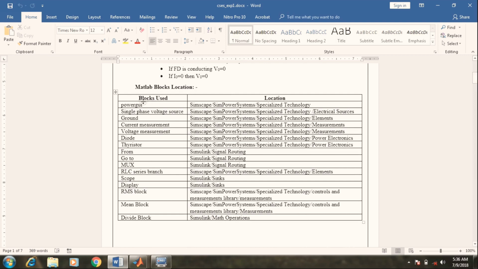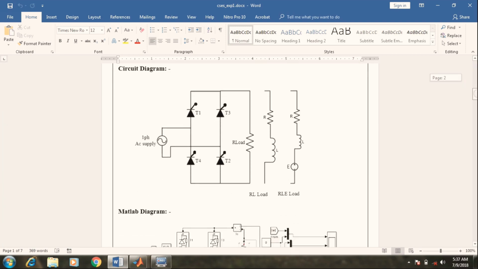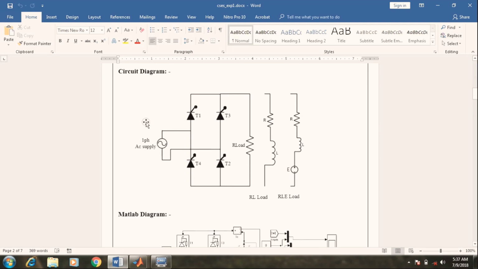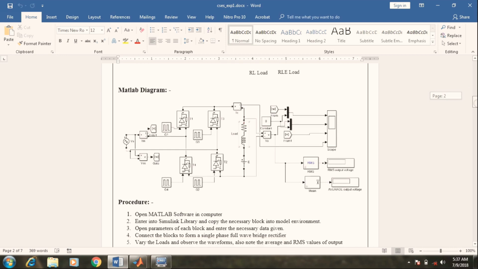So in MATLAB, the location of the blocks are like this. These are the blocks which we are going to use: power gui, single phase voltage source, ground, current measurement, voltage measurement, diode, thyristor. From block, go to, MUX, RLC series branch, scope, display, RMS block, mean block, divide block, in order to calculate form factor and all. So this is the circuit diagram of a single phase rectifier, and this is the MATLAB diagram which we are going to use.